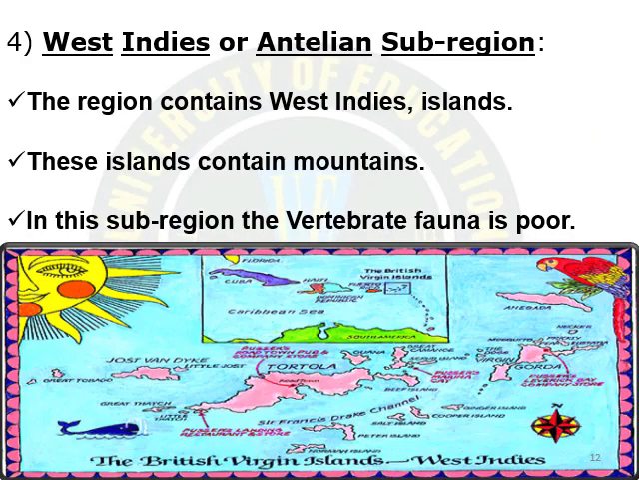The fourth subregion is West Indies or Antillean subregion. The region contains West Indies islands towards the Atlantic Ocean. These islands contain mountains. In this subregion, the vertebrate fauna is poor.